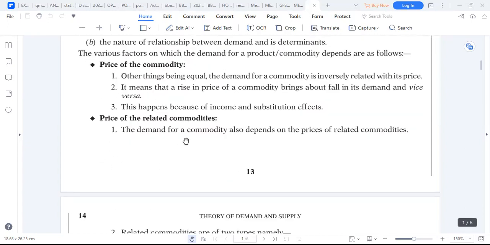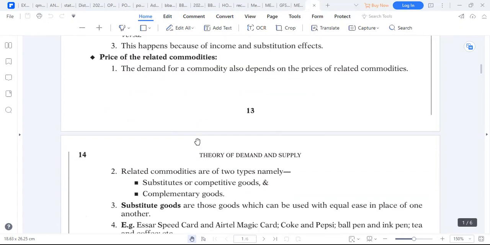Then the price of related goods, and the related goods, in this case, we call substitutes and complements. So what are substitute goods? Substitute goods are goods that have the same use or equal use in place of another.